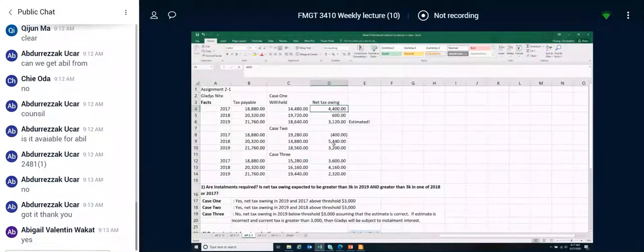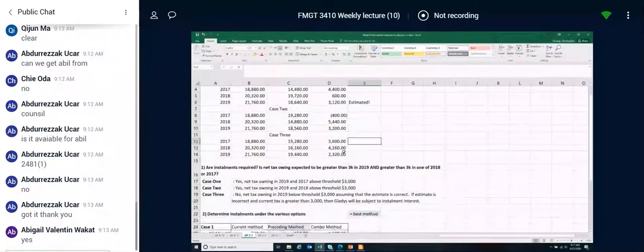In case 2, again, do you have amounts over 3,000? So 2019, yes. One of the 2 preceding tax years over 3,000. Again, 2018, yes. So installments are required. In case 3, yes, your preceding tax years are over 3,000, but your expected current tax payable does not suggest that you are over 3,000. And so the answer is no, you wouldn't expect to have installments.